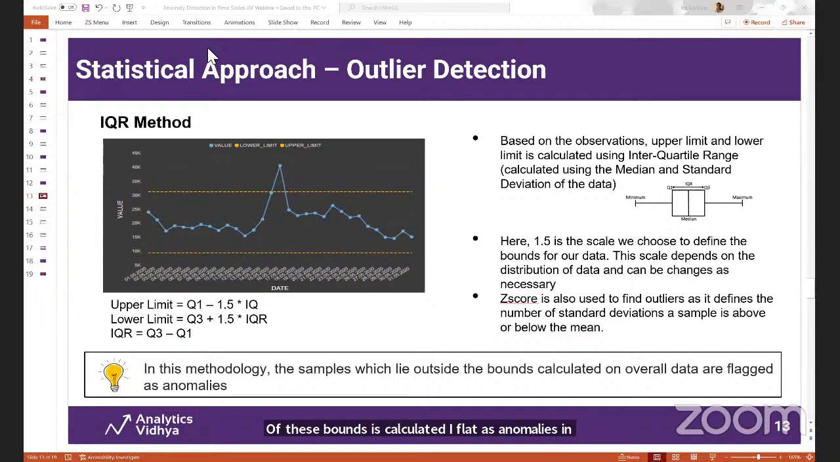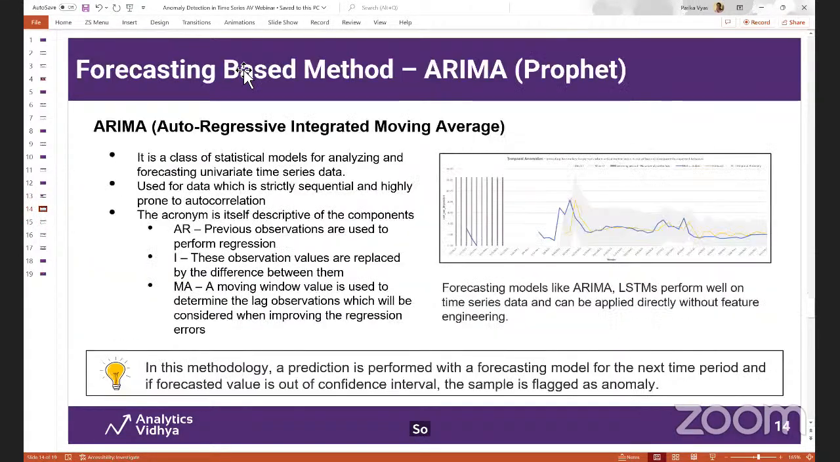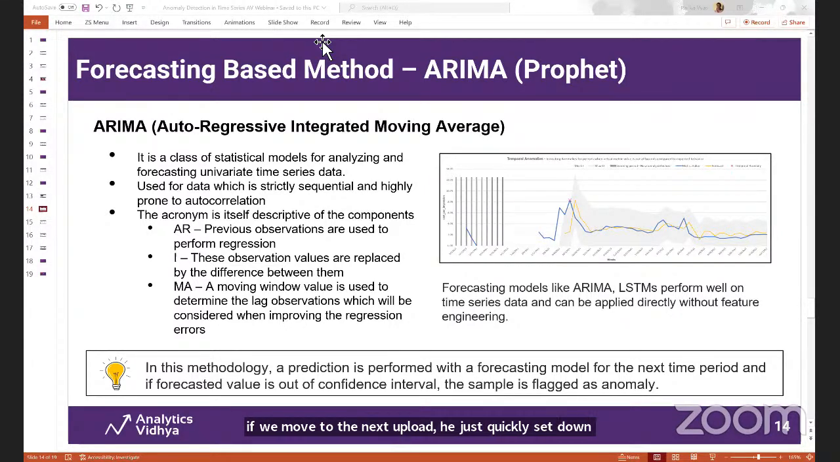All right. So if we move to the next approach, let me just quickly check. Hey, let me. Okay, is the presentation visible? Probably not visible for a few folks.